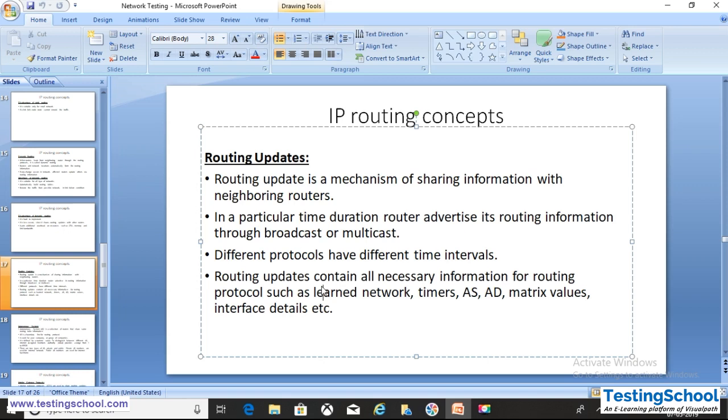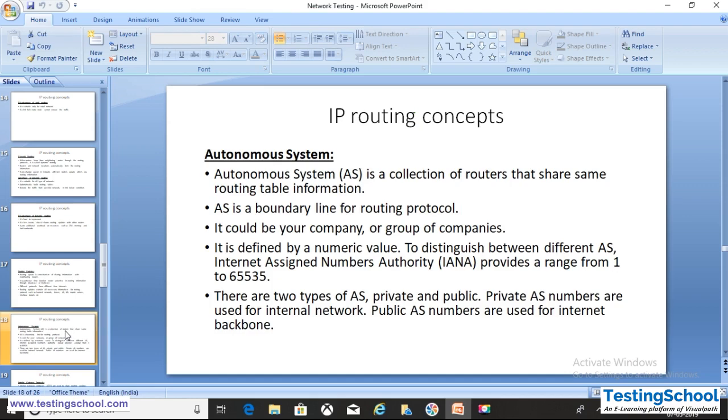Autonomous system. As I told, in a routing update they will send which autonomous system that particular route comes into. An autonomous system is a collection of routers that share the same routing table information. Or you can say an autonomous system is a collection of routers which come under the same administration. So AS is a boundary line for a routing protocol.